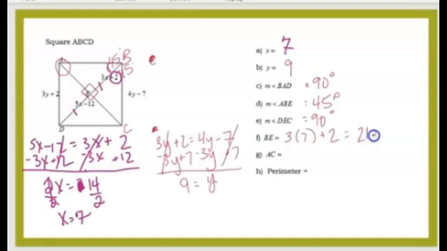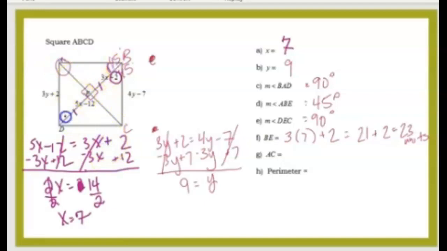So you get 21 plus 2, which is 23 units. All right. AC is this diagonal. We know that the diagonals are congruent. So if we can find this one, then we know this one.